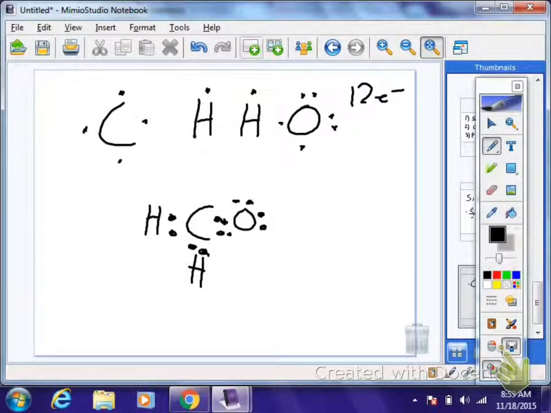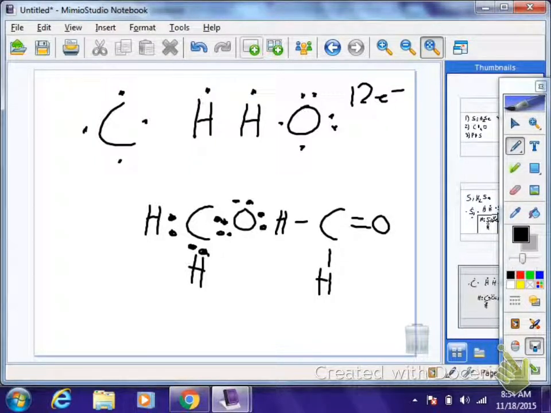So C, double bond O, bond H, bond H. Right? The last two, I'm going to quicken things up a little bit. I'm not going to show the dot notations. So this step would maybe quicken it up a little bit, where you don't have to do all of the dot notations for what we're going to do.